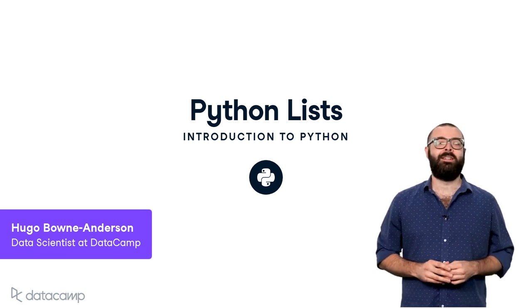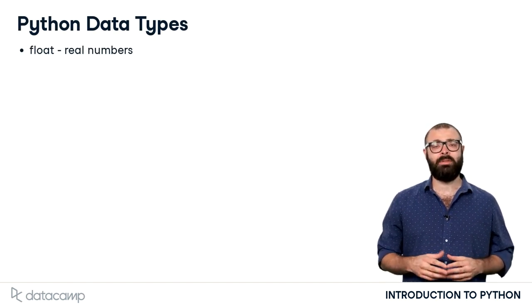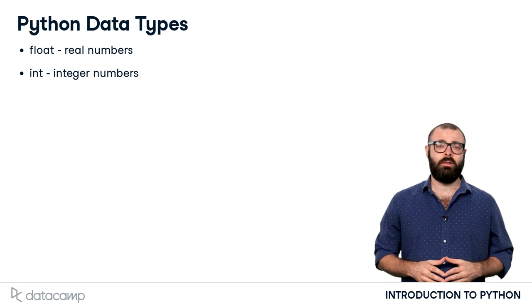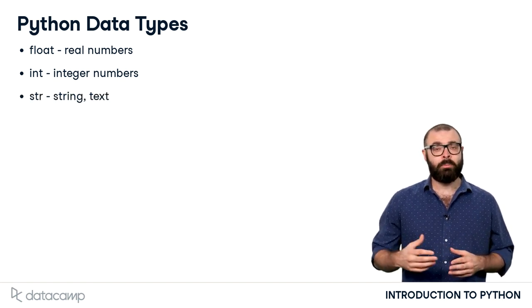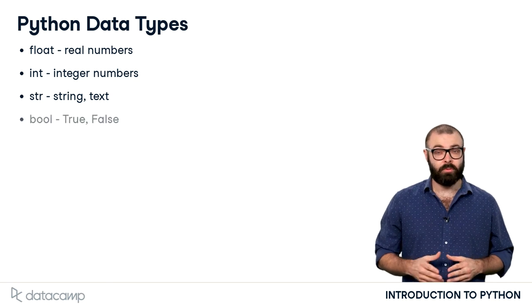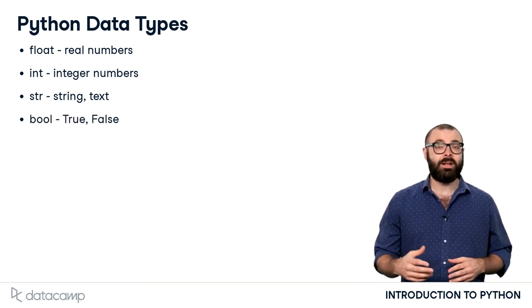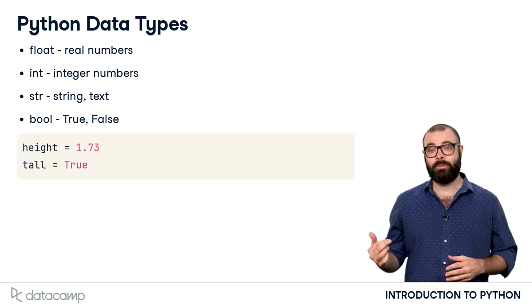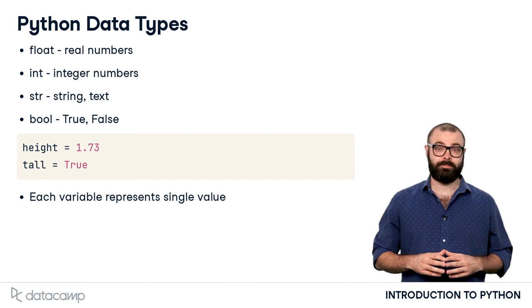By now, you've played around with different data types, and I hope you've had as much fun as I have. On the numbers side, there's the float, to represent a real number, and the int, to represent an integer. Next, we also have str, short for string, to represent text in Python, and bool, which can be either true or false. You can save these values as a variable, like these examples show. Each variable then represents a single value.